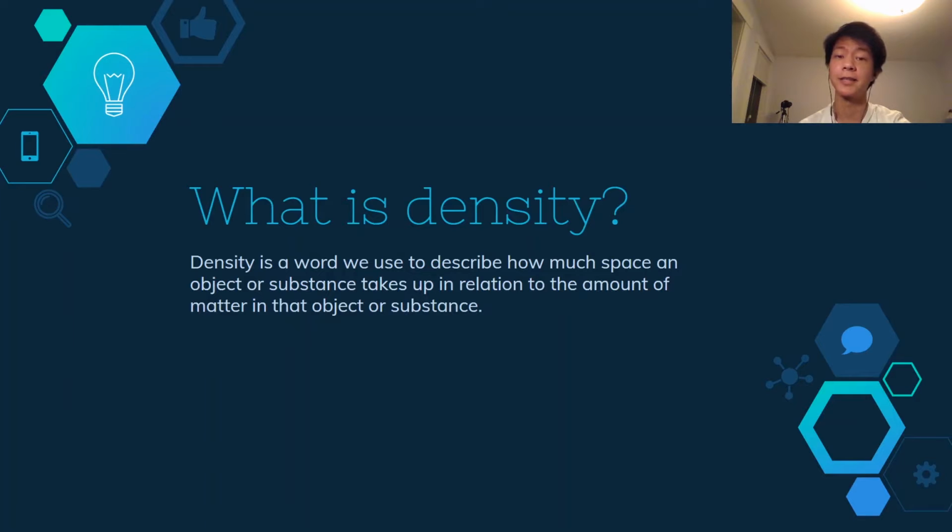So what exactly is density? Density is a word we use to describe how much an object or substance takes up in relation to the amount of matter in that object or substance. To put it into simple terms, density refers to how much mass there is in a particular space.